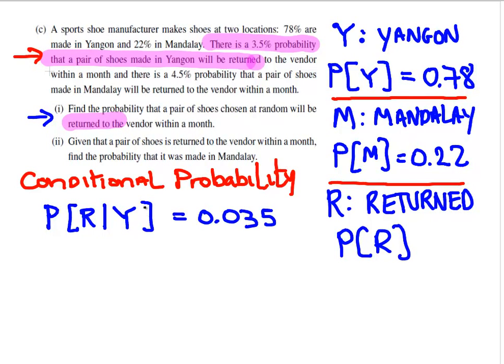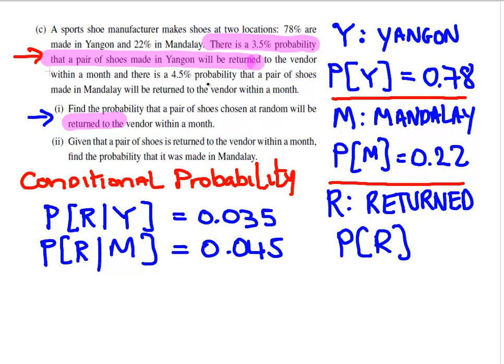Now the questions are always deliberately rephrased in a different way, just to test you a bit. So that's what we're particularly interested in, the probability of R given Y. Similarly, we're also interested in the probability of R given M, which is from Mandalay, and that is 0.045. That's the other piece of information we were given. Those are the four values we're given: P(Y), P(M), P(R given Y), and P(R given M). We've enough there to find what we're looking for. Remember, this is what we're looking for: the probability of R is equal to what?